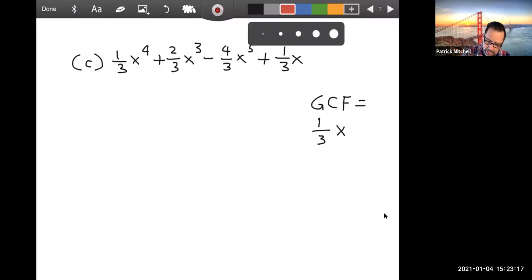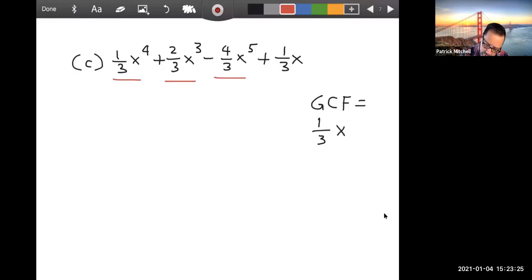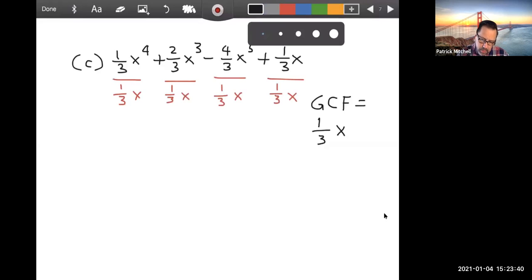And now I'm going to be a little lazy. I'm not going to rewrite it inside the thought bubble. I'm just going to think, okay, what happens when I divide each of these terms by 1/3 x? Well, x to the 4th divided by x is x to the 3rd. 1/3 divided by itself is 1, right? 2/3 divided by 1/3 is 2.